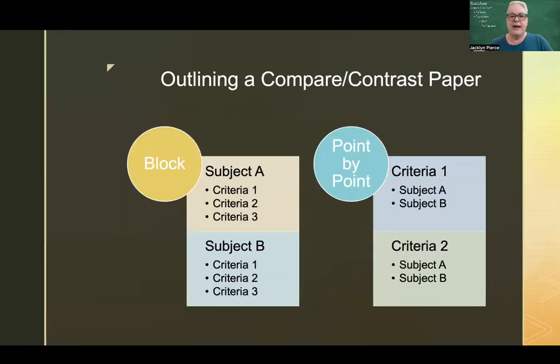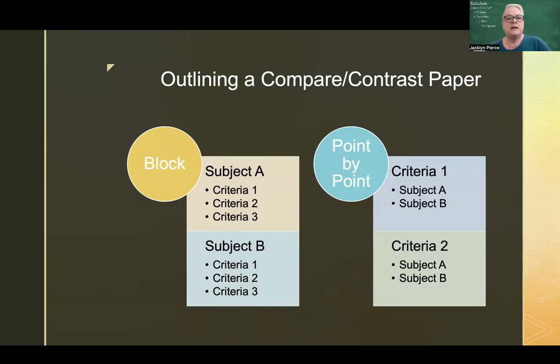There are two ways to outline a comparison and contrast paper. You'll see them called various things, but typically they're going to be referred to as block formatting and point-by-point formatting. So in a block format, you write everything you have to say about subject A and then everything you have to say about subject B.